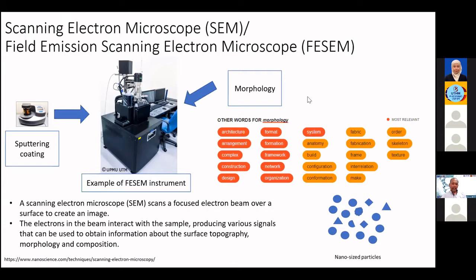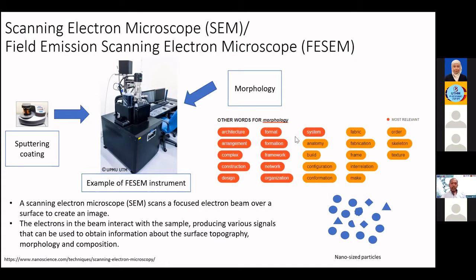Well, that's correct. However, there is more information that you can obtain from this FESEM, and the term morphology is broad. From FESEM, we can analyze the morphology. So what is morphology? These are synonyms of morphology: architecture, arrangement, complex, construction, design, format, formation, framework, network, organization, system. Those are the synonyms of morphology.